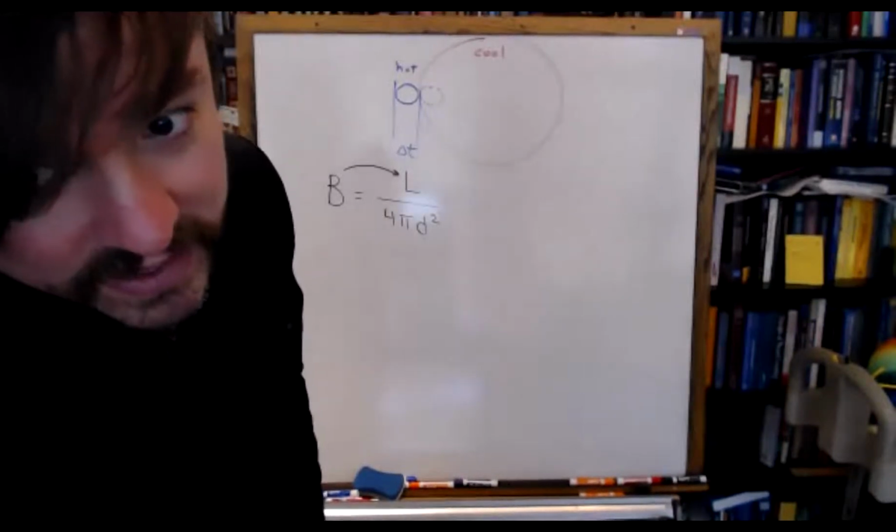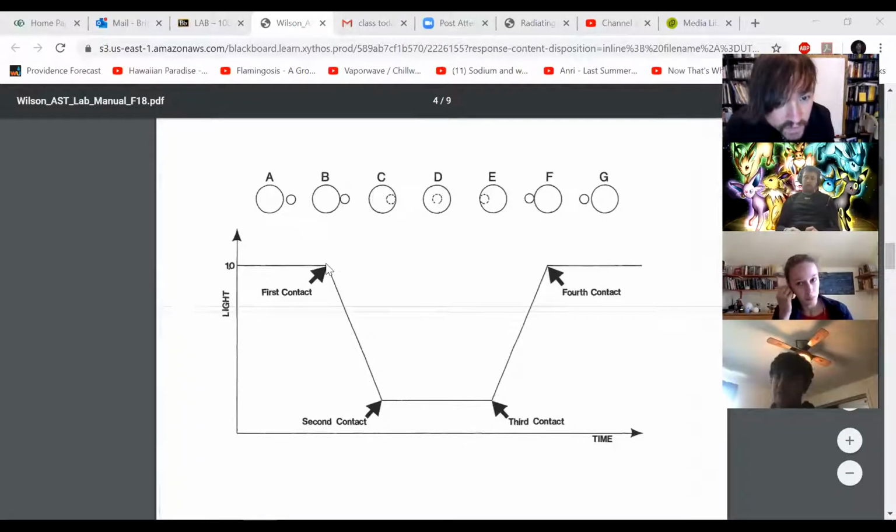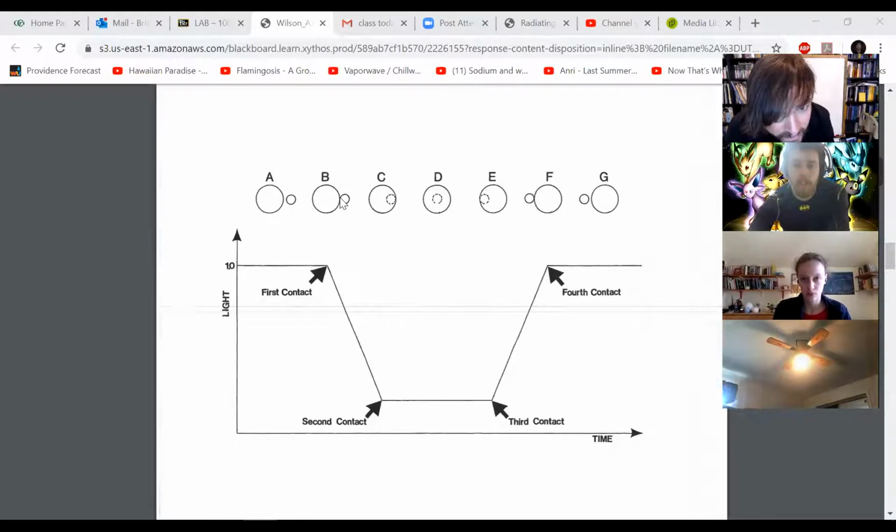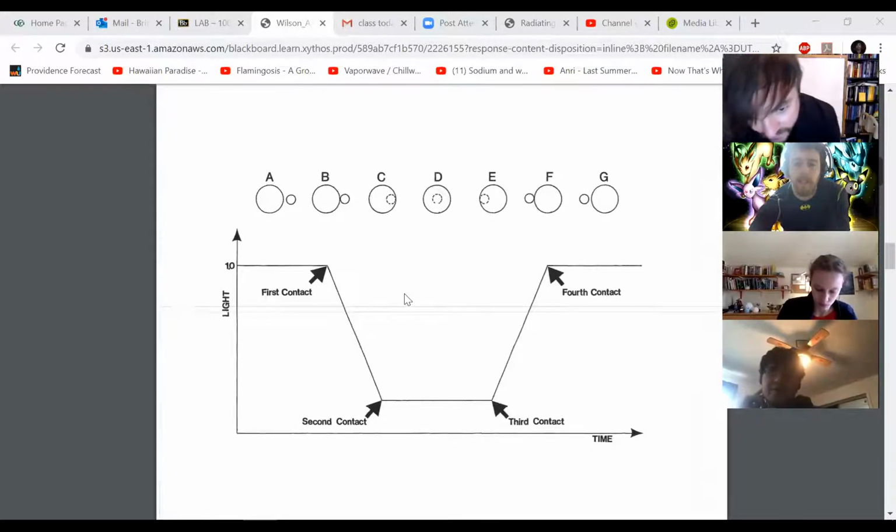I can also get the diameter of the star by measuring the time difference from first contact to third contact. Because from first contact to third contact is the time it takes the front of the star to go from here in configuration B to here in configuration E. It's going to cross the diameter of the hot star. Right. So what we're going to be hunting for... It'll cross the diameter of the cool star.